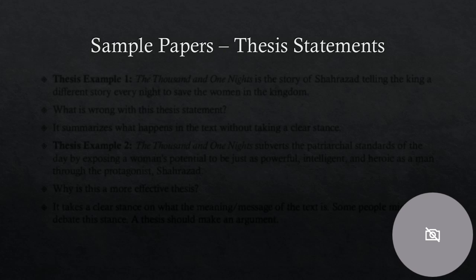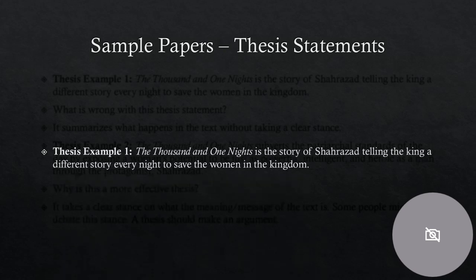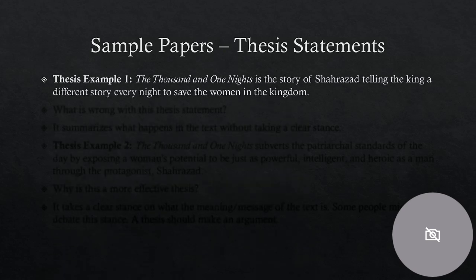So these examples are from the paper on the 1001 Nights. So her thesis was, the 1001 Nights is the story... Oh, this is a negative example. Sorry. The 1001 Nights is the story of Scheherazade telling the king a different story every night to save the women in the kingdom. This isn't her actual thesis. I plucked this sentence from earlier in the intro to show you. I like to show by contrast when I do examples. So what? Pause it and write down what is wrong.